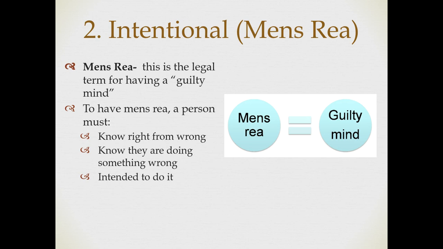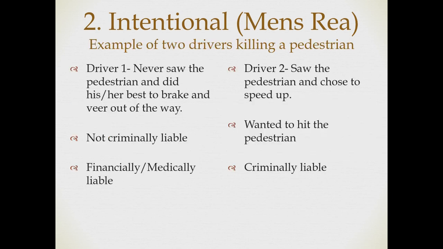All right, we'll look at a couple of different examples of this. Okay, so we'll just start with example number one here. What I want you to think about is two drivers, two individuals driving a car. Both of them end up hitting and killing a pedestrian. Driver number one never saw the pedestrian and did the absolute best to either veer out of the way or brake or do everything possible not to hit that person. But they hit the person anyway and kill them.